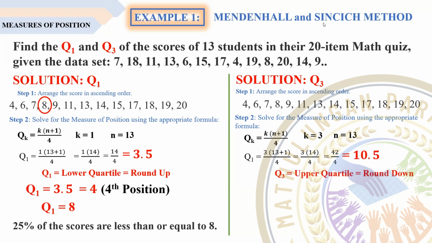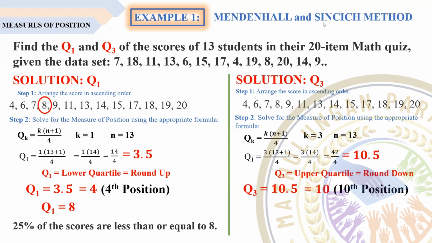Okay, take note, quartile 3 is in the upper quartile. So ibig sabihin, ang rule natin kapag upper quartile, we have to round down the computed value. So ang computed value ng quartile 3 ay 10.5. So dahil ang rule natin na sa upper quartile tayo ay round down, therefore 10.5 ay magiging 10. So ibig sabihin yan, nasa 10th position ng ating quartile 3.